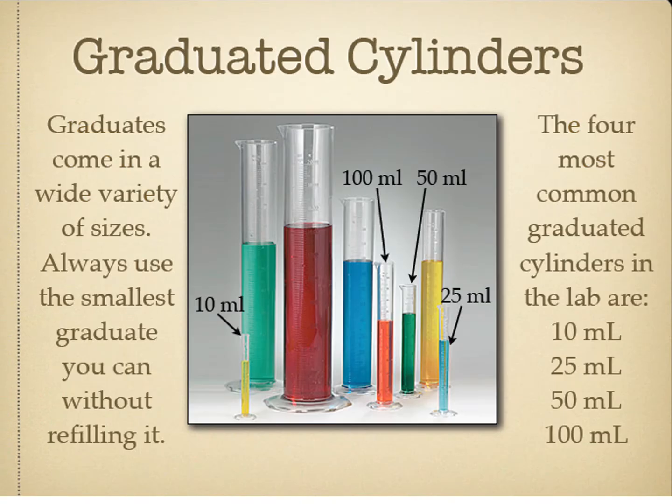Graduated cylinders come in different sizes. You'll see 10, 25, 50, 100, 250, 500, even a liter. You always want to use the smallest graduated cylinder you can without overfilling it. So if you have to measure 9 milliliters, you want to make sure you use a 10 milliliter graduated cylinder, not a 100 or a 50 or even 25. Always use the smallest that you can.